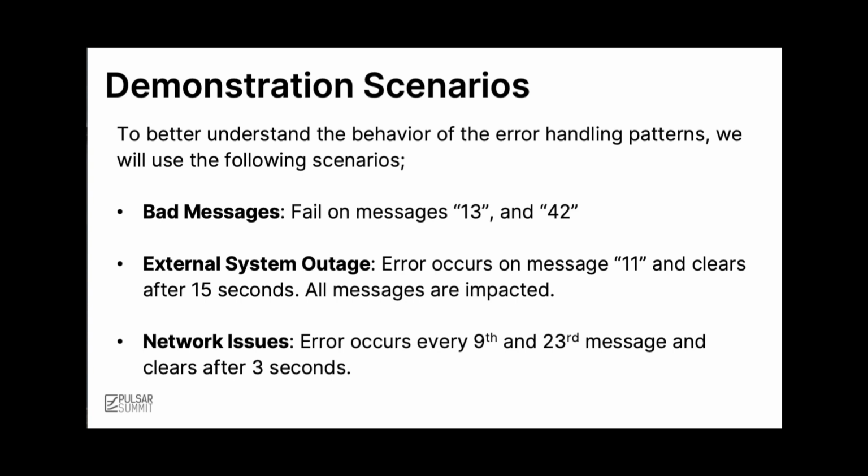And last but not least, we'll have a more transient networking issue wave, where every 9th and 23rd message, again, I just picked some random numbers to spread it out a little bit, and this is completely configurable. These network issues happen more frequently, but they also clear more quickly, every 3 seconds. So the ninth message comes in, it will act as if the network is unavailable for 3 seconds. Then the 18th message and the 27th and so on, there are going to be just waves of disruption, and we're going to see how all these different patterns behave in these scenarios.